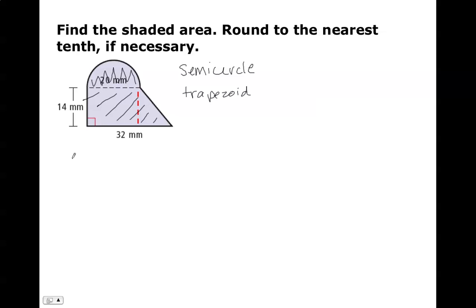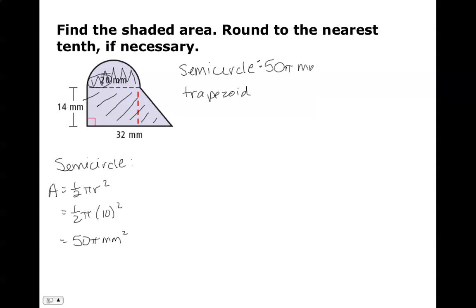So the first thing we need to do is to find the area of the semicircle. Make sure you are labeling your work so that way I can tell what goes with what. So for the area of a semicircle, we know that's going to be half pi r squared. If the diameter was 20, we know the radius is 10. So 1/2 times pi times 10 squared, which gives us 50 pi millimeters squared. So we can fill that in over here.